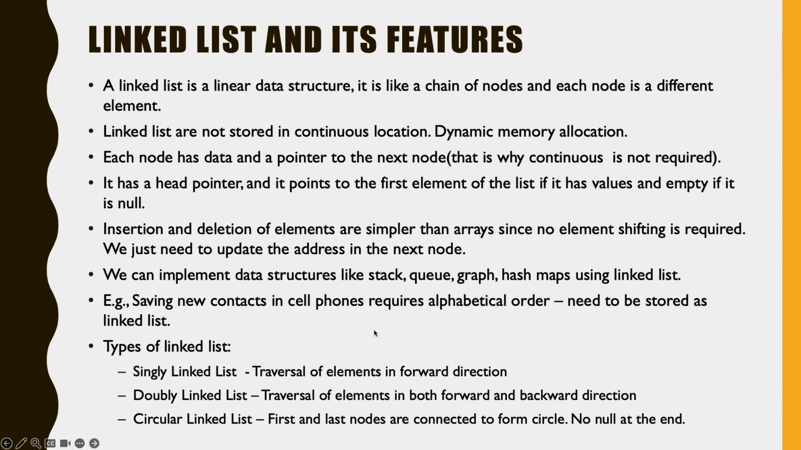What are the types of linked lists? Singly linked list, doubly linked list, and circular linked list. A singly linked list is nothing but the traversal of elements is only in the forward direction. In a doubly linked list, traversal of elements is in both the forward and the backward direction. In a circular linked list, the first and the last nodes are connected to form a circle. There will be no null value at the end.